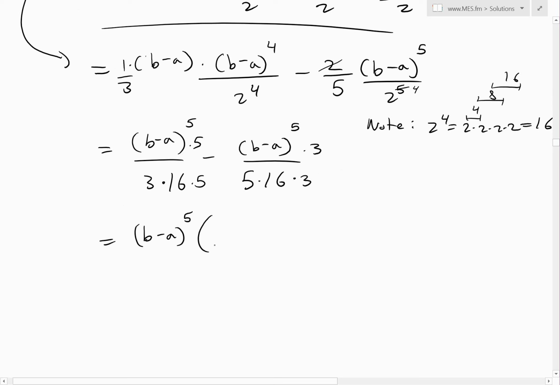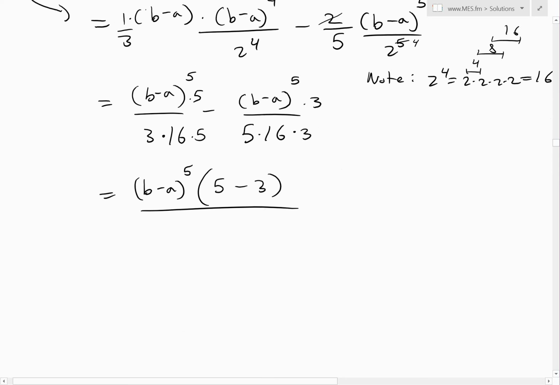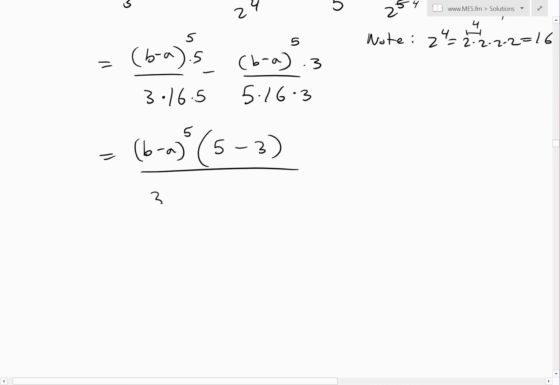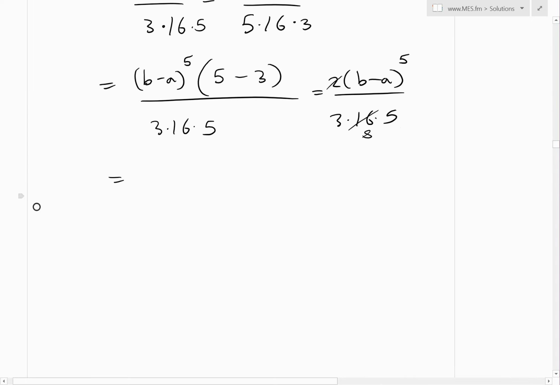This just becomes 5 minus 3. Over here, this is going to be 3 times 16 times 5, which again equals 2, B minus A to the 5. This is a 2 here. 3 times 16 times 5 simplifies to an 8. This cancels. So what we have right here is 3 times 8.